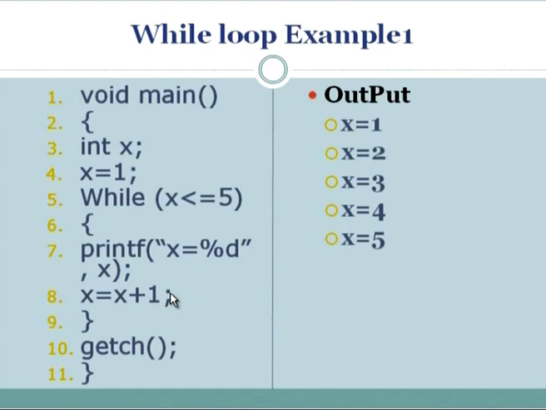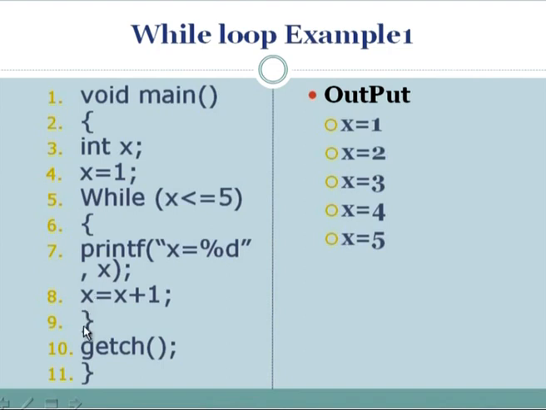The program will be executed such that first the loop counter will be initialized to the initial value 1, then the condition x less than or equal to 5 is evaluated. Yes, this condition is true. Control will come inside the body of the loop. The current value of x is displayed on the computer, that is 1. The value of x is changed by 1. The new value of x becomes 2.